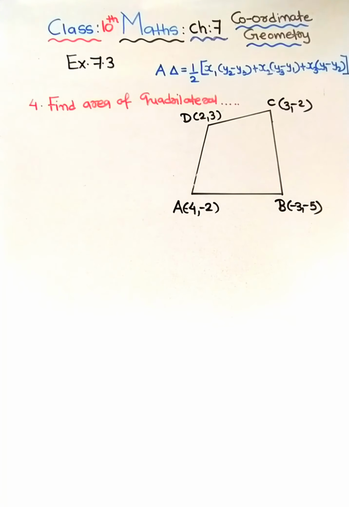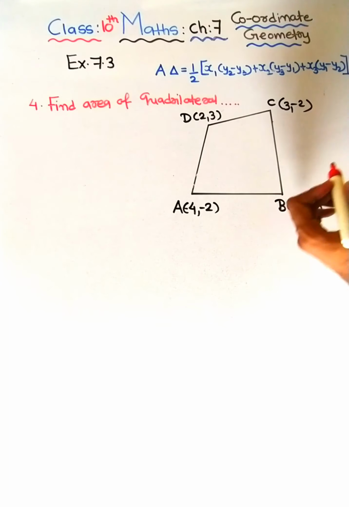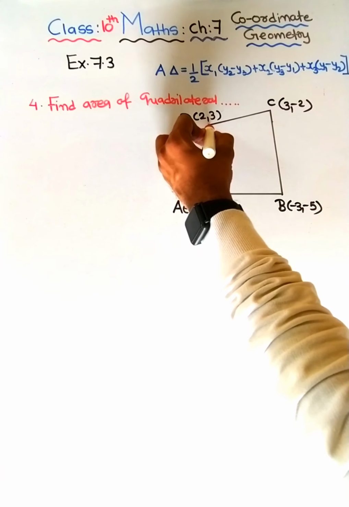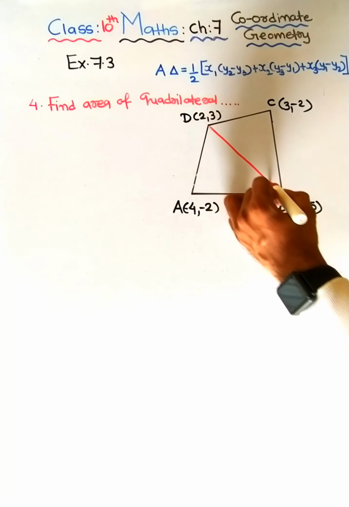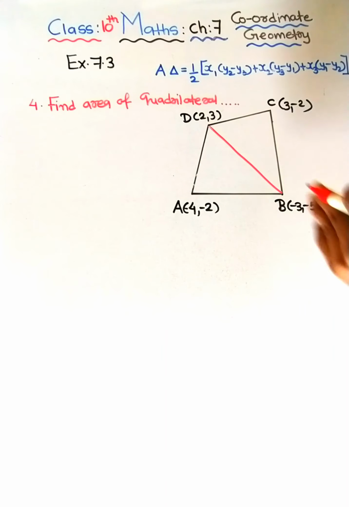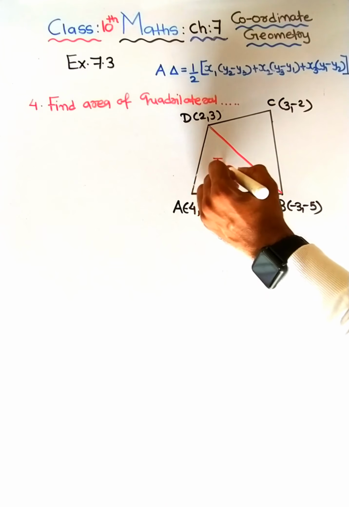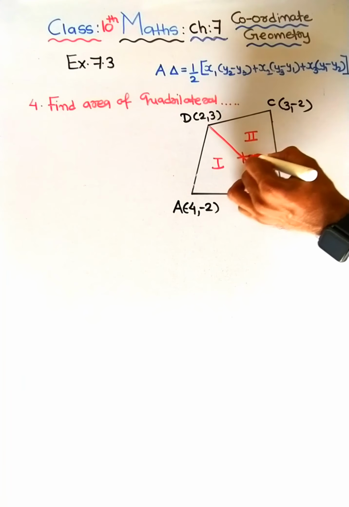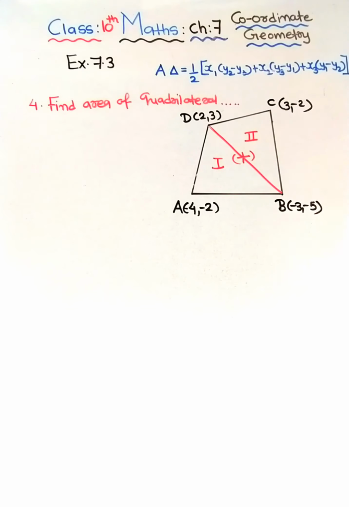Now again, we don't have a formula for finding the area of a quadrilateral just on the basis of the coordinates. So what we will do, as discussed earlier, is divide this quadrilateral into two different triangles. Here we have one diagonal. So now it is triangle number 1 and now it is triangle number 2. After that we will have to add both the triangles.